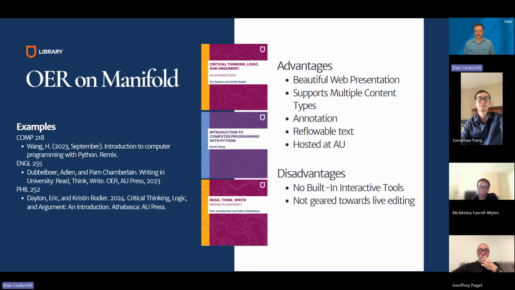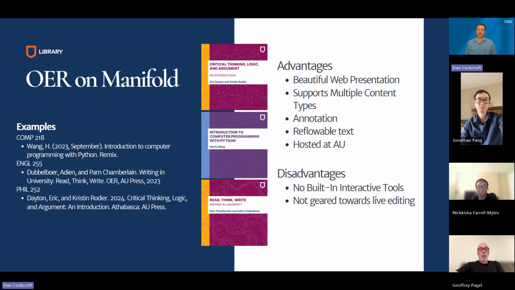So far, we have 3 finished textbooks. So for Comp 218, we have Introduction to Computer Programming with Python. For English 255, we have Writing in University, Read, Think, Write. And for Phil 252, we have Critical Thinking, Logic, and Argument and Introduction. So far, these have been received pretty well.